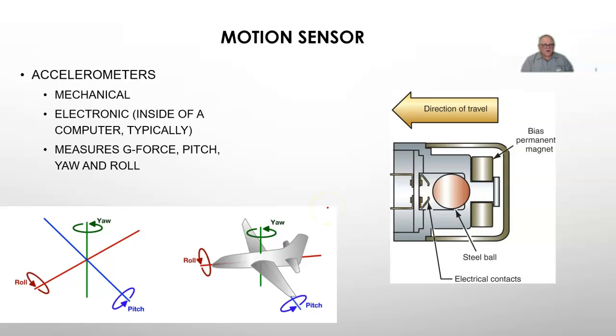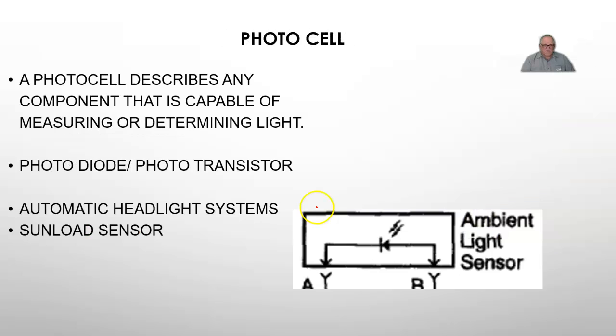If you get a code with these sensors, it's most likely going to be replace the computer because everything's inside of that housing. We have photodiodes, phototransistors. When we talk about a photocell, it's going to be one of those technologies. There may be some other technologies that are used, but what we're going to end up with is a variable voltage signal depending on the amount of light that it's exposed to.